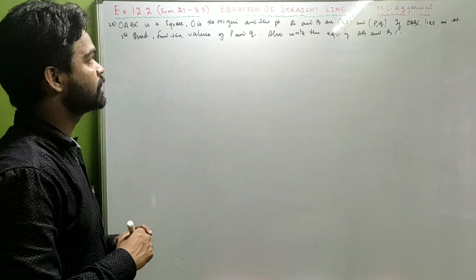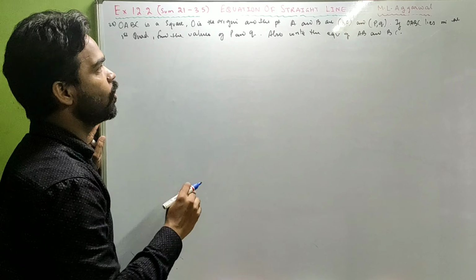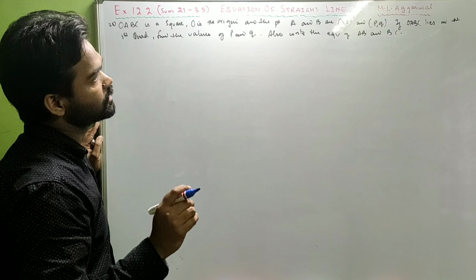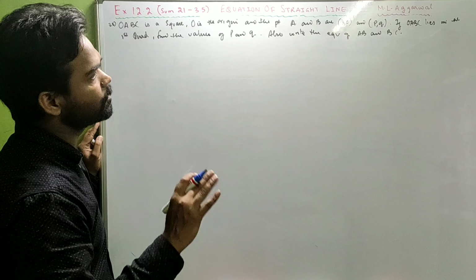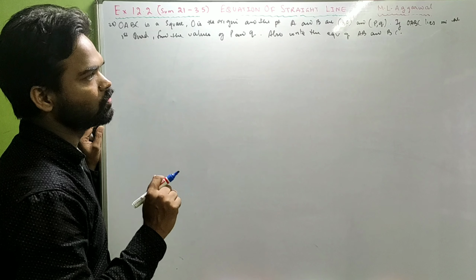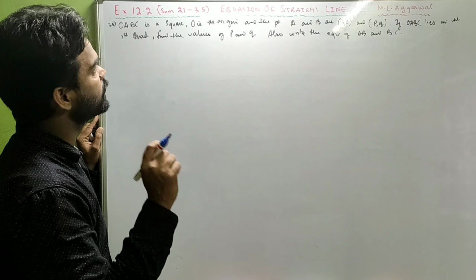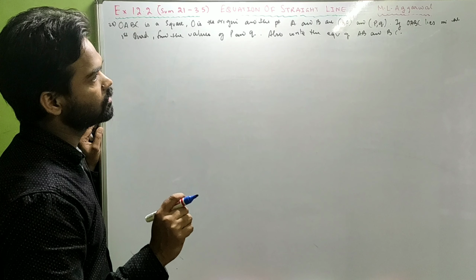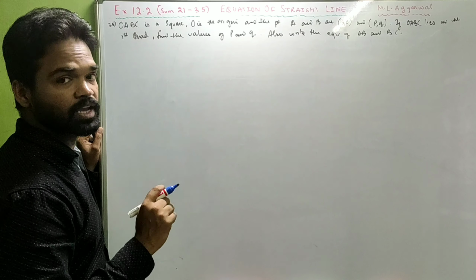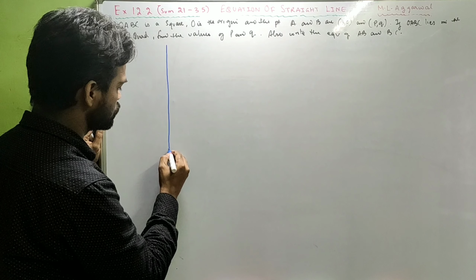Okay, now let us look at the next sum. Now look at sum number 35, the last sum. OABC is a square. O is the origin, and the points A and B are (3, 0) and (P, Q). If OABC lies in the first quadrant, find the values of P and Q. Also write the equation of AB and BC. Very simple. Look over here.